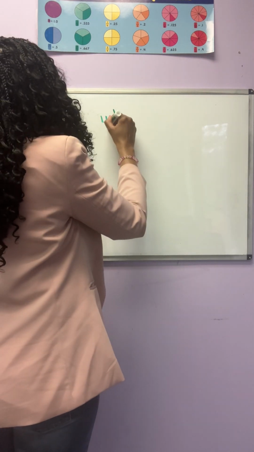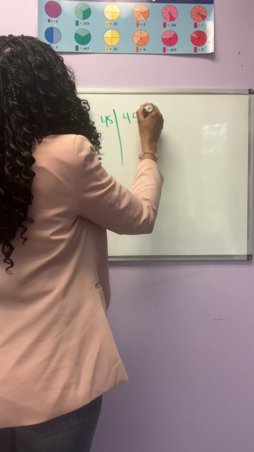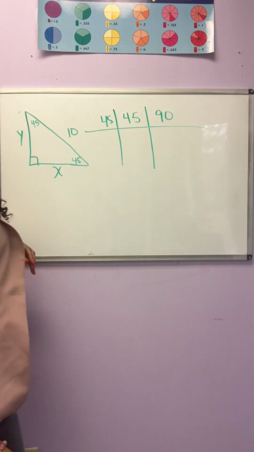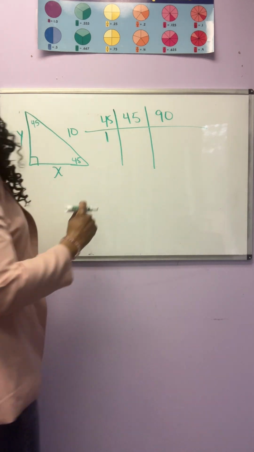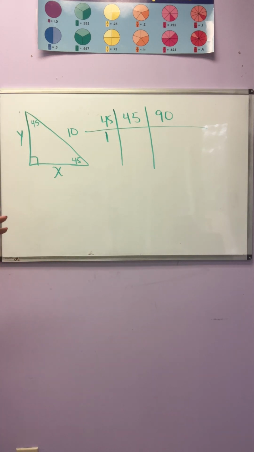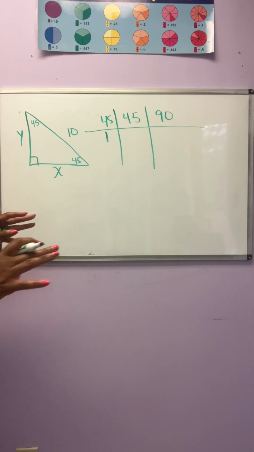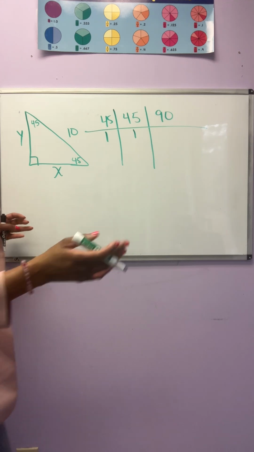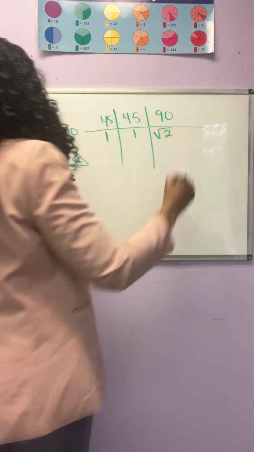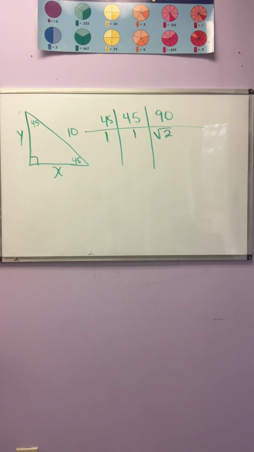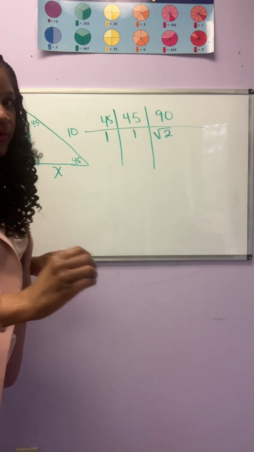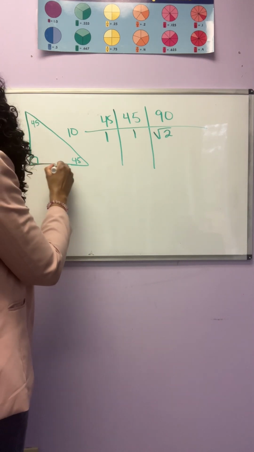Now in a 45, 45, 90, if the angles are the same, then the legs are also the same. The standard ratio is the leg across from the 45 is 1, and the other one is 1 because it's an isosceles triangle, and the one across from the 90 is radical 2, square root of 2. In this particular problem, let's say we're solving for x, but once we find x, we're going to find y because it's an isosceles triangle. So we're looking for this.